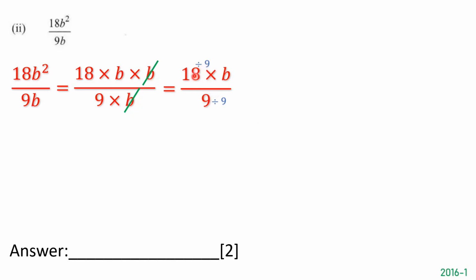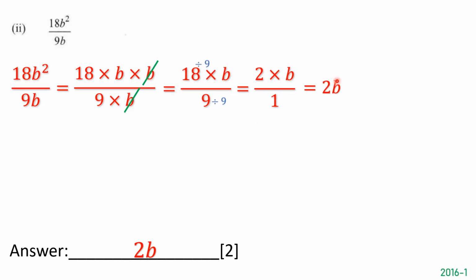But we know that 18 can be divided by 9, and we know that 9 can be divided by 9. So let's divide them just to simplify those. We have 18 divided by 9, which is 2, and 9 divided by 9, which is 1. And so we have 2 times b all over 1. And so we know that 2 times b is 2b, and if it's all over 1, then it's just the same thing as 2b. So we don't need to put the 1 at the bottom. And so the answer is simply 2b. Since it's all over 1, we don't need to put that 1 at the bottom, because if you have a number or a term over 1, it's just itself.